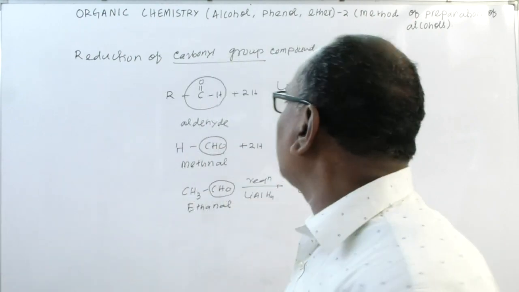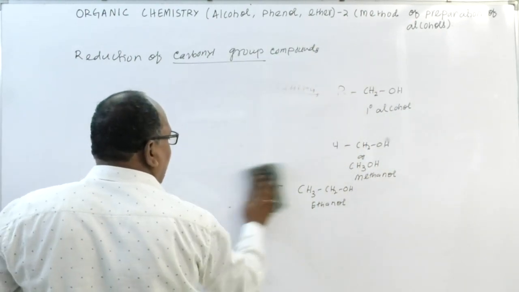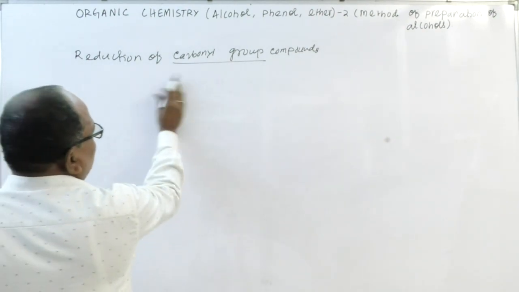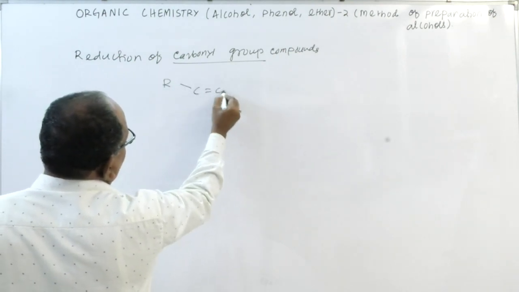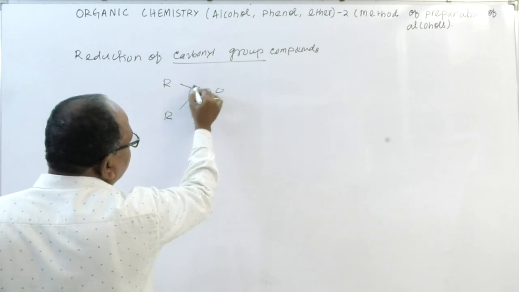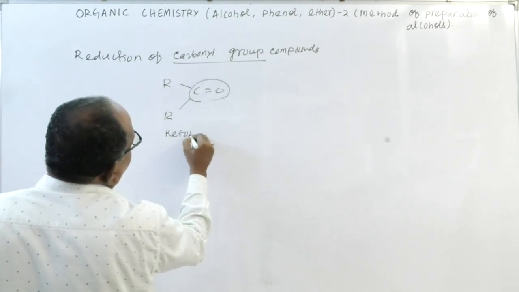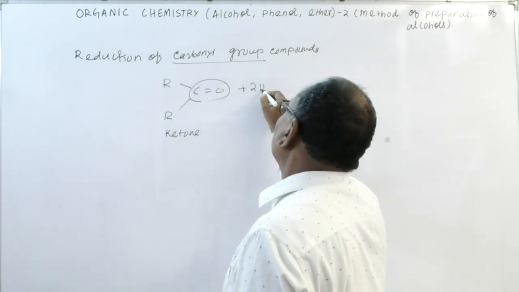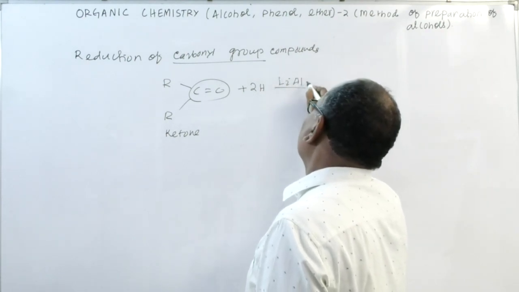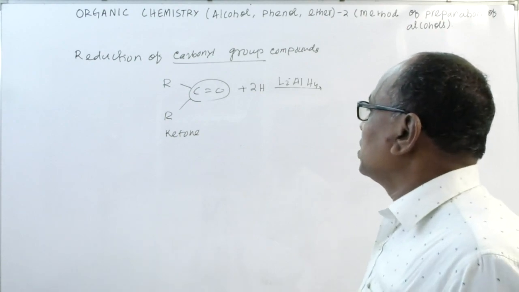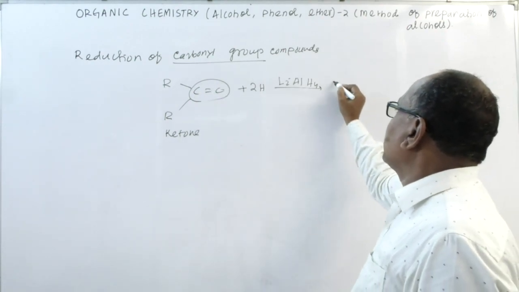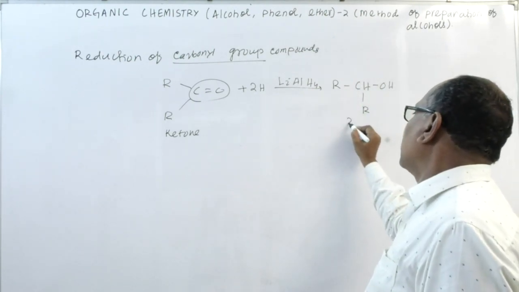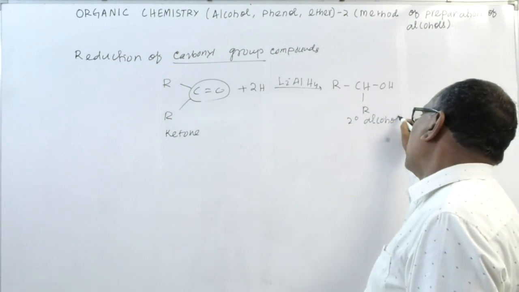Now you take some ketones. Suppose the reaction is almost the same. In case of a ketone, suppose this is your ketone, and the ketone contains a carbonyl group, and this ketone is reduced in the presence of lithium aluminium hydride. This group is reduced to secondary alcohol, that is RCHROH. This is your secondary alcohol.